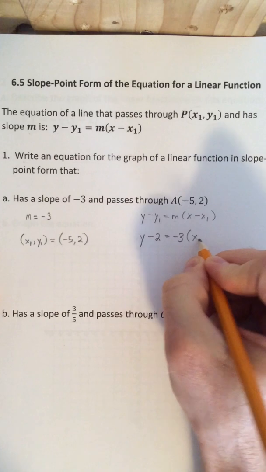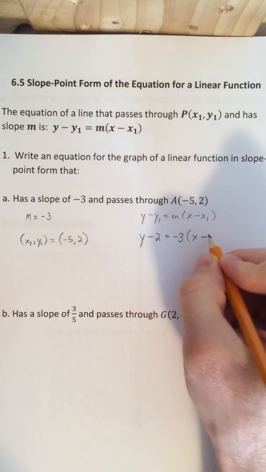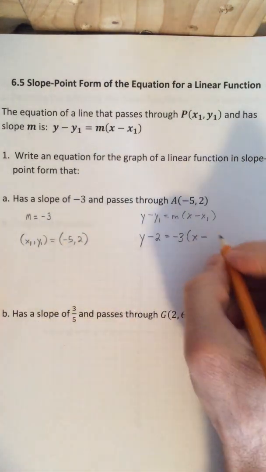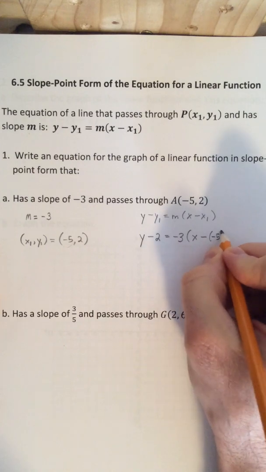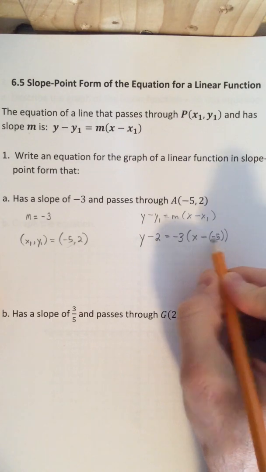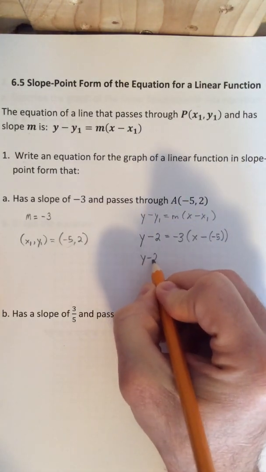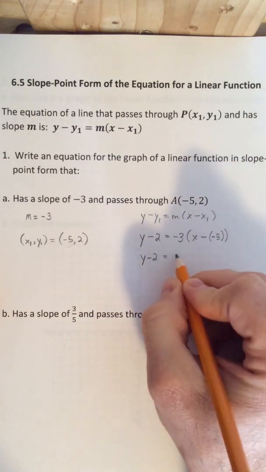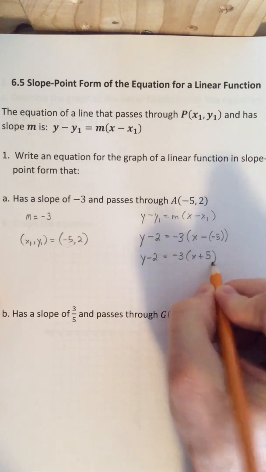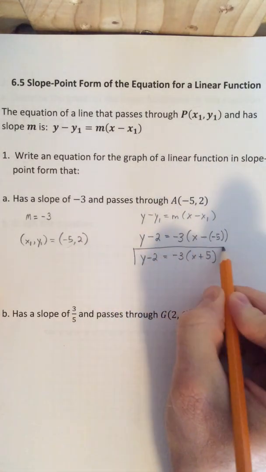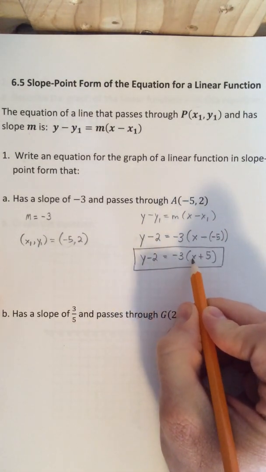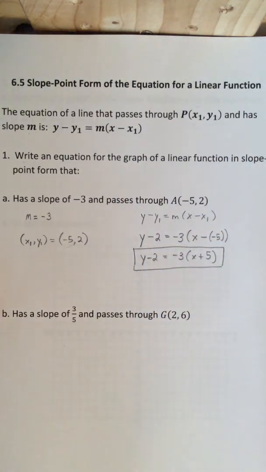x again represents any possible x value on this line. And x1 is going to be this point in A, which is -5. So we are going to subtract -5. Now really, we won't leave this as x subtract -5. We will change the sign here, since when you subtract a negative, it's really the same thing as adding. So here's our equation in slope-point form: y subtract 2 equals -3 bracket x plus 5.